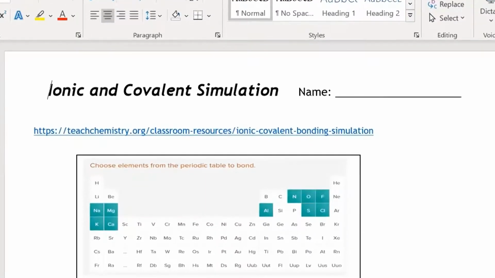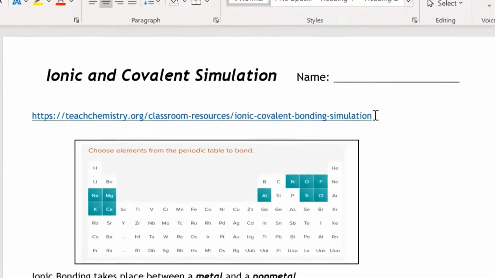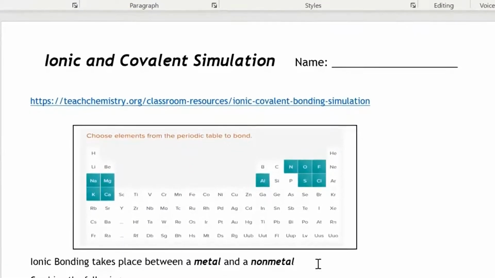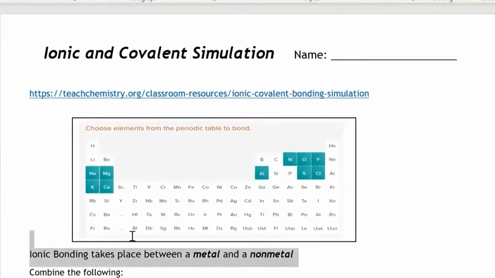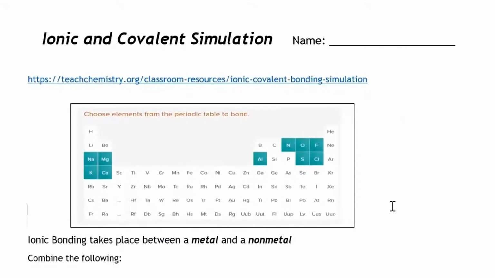Now, if we go to the document that goes along with our simulation, we see the URL, the web address, and we see an image that matches the simulation we see on the screen. We see this declaration that says ionic bonding takes place between a metal and a non-metal. And then underneath that, we have a table.